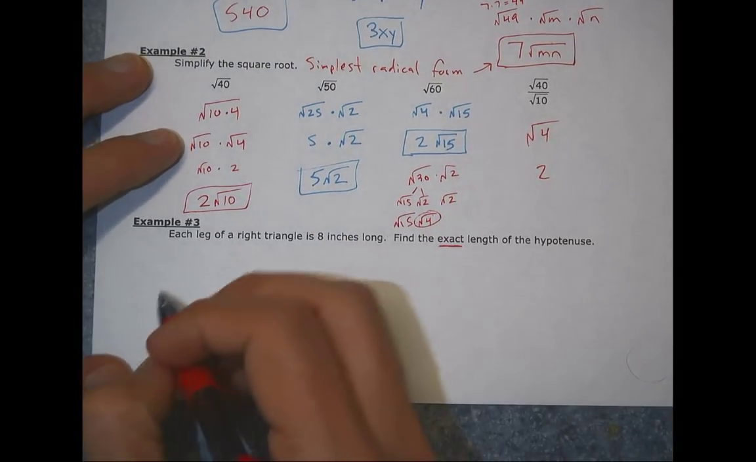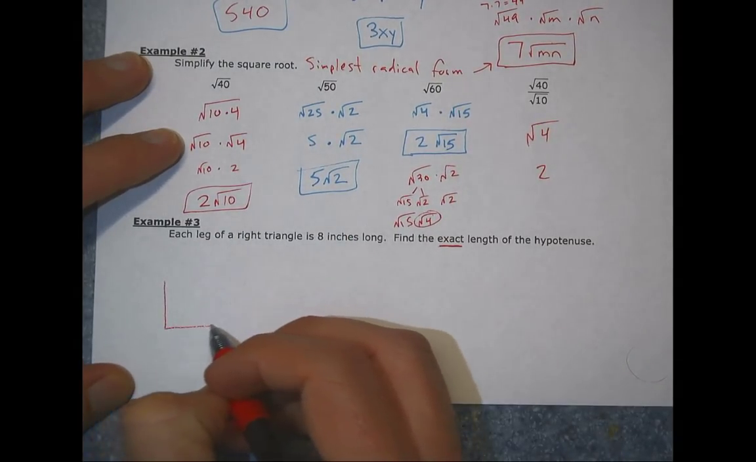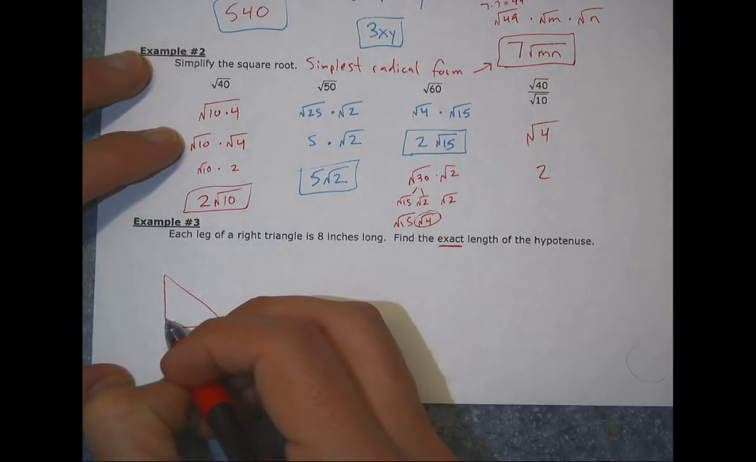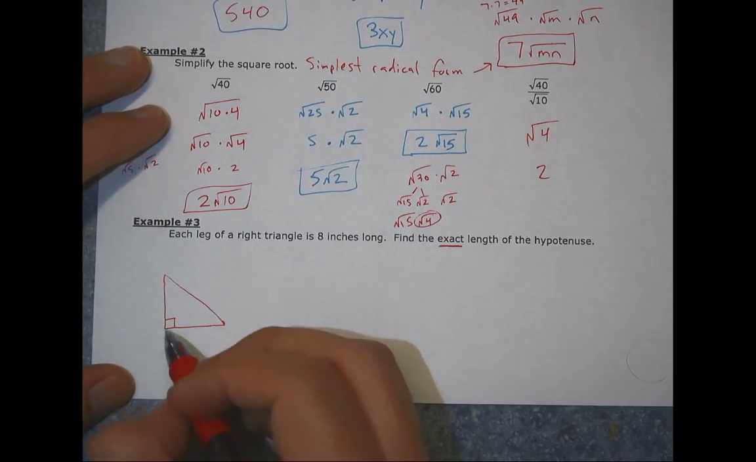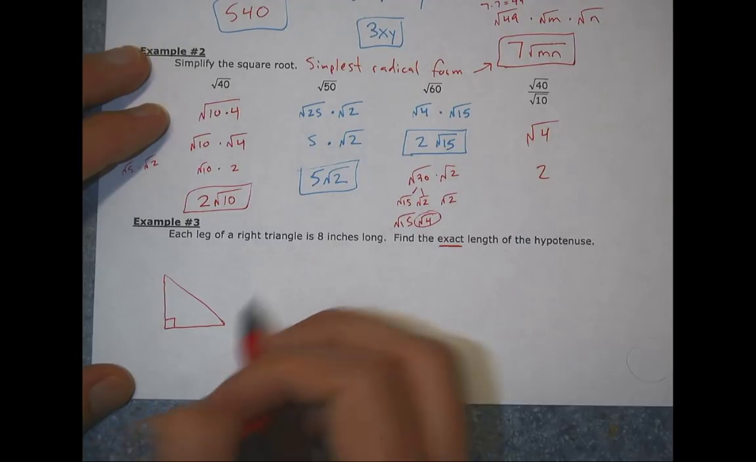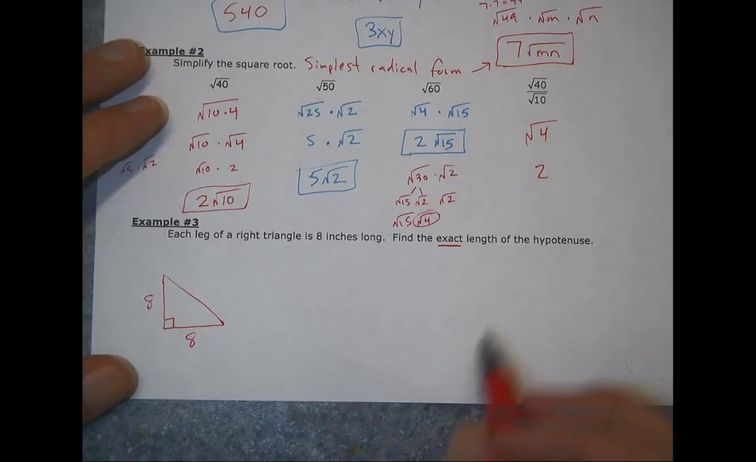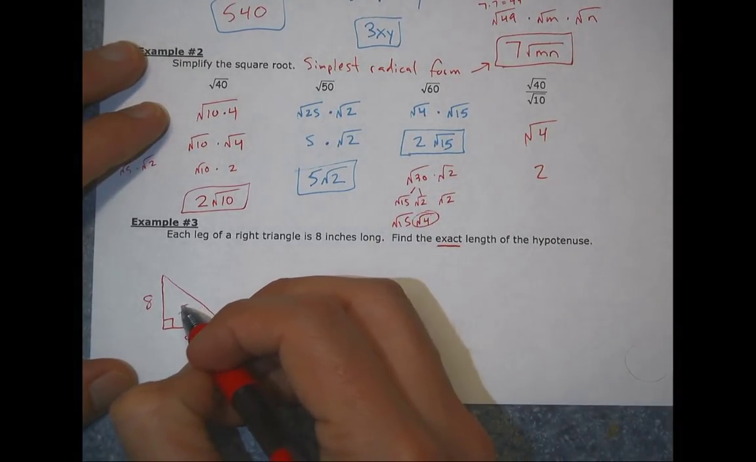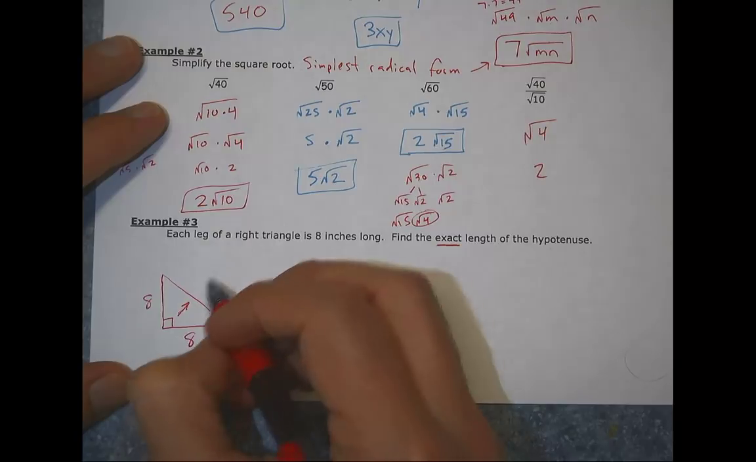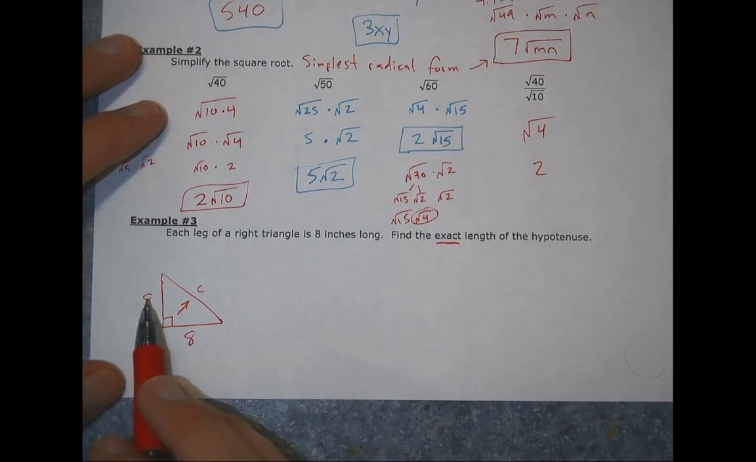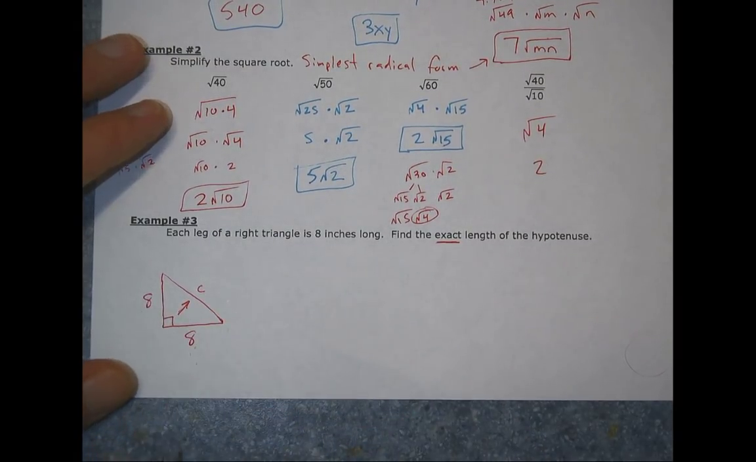So it says each leg of a right triangle. So draw a right triangle. It means you've got a 90-degree angle, and your right legs are the legs that are coming out. And they said they're both 8 inches. So these are equal to each other. Find the length of the hypotenuse, which remember is out here. So I'm going to label that C, because we always say this is A and B, and that's C.